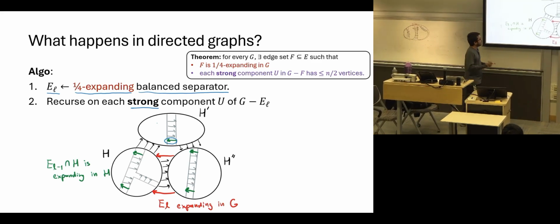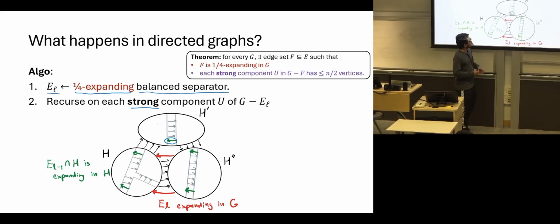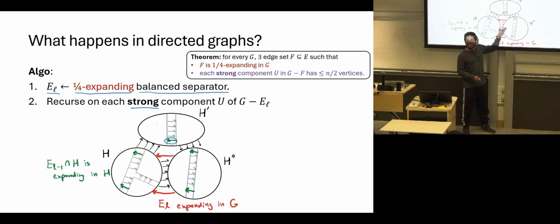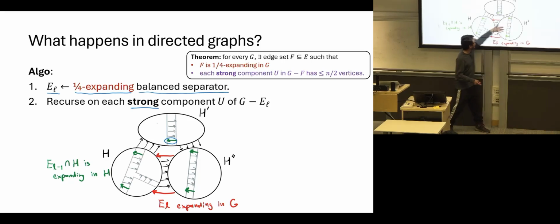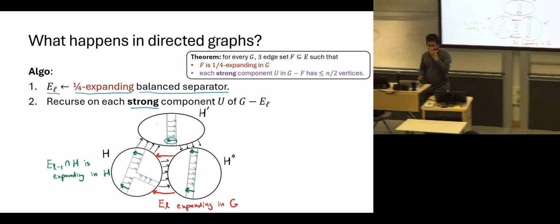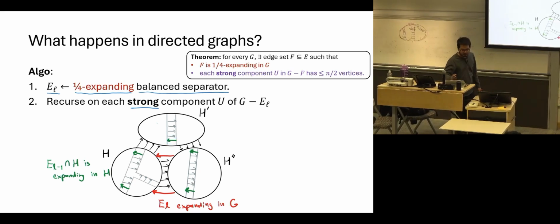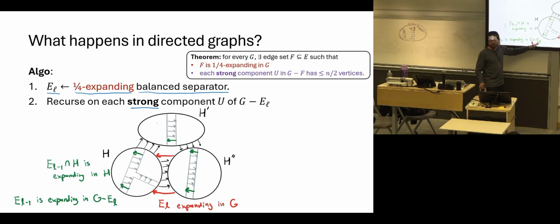So the important thing to note is that the edge set that is expanding and a balanced separator doesn't consist of both directions. You just need to remove one direction, and there can be a lot of edges in the other direction. So this green thing in total, on each component is expanding, so it means that EL minus 1 is expanding in G minus EL.